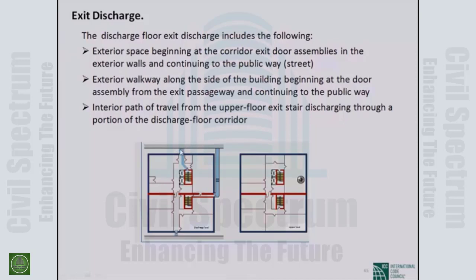That is an exit discharge. Okay, and then the exterior walk along the side of the building, beginning at the door assembly from the exit passage and continuing towards the public way. This is the exterior walk along the side of the building, beginning at the door of the assembly from the exit passage, and continuing to the public way, is the exit discharge.